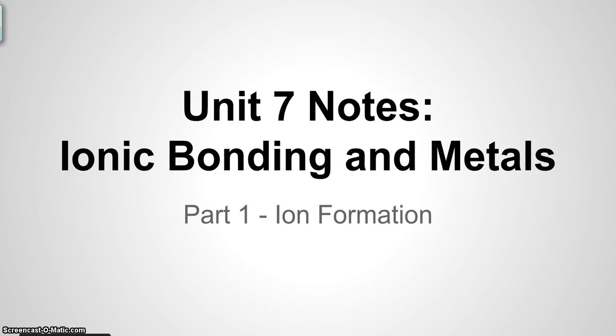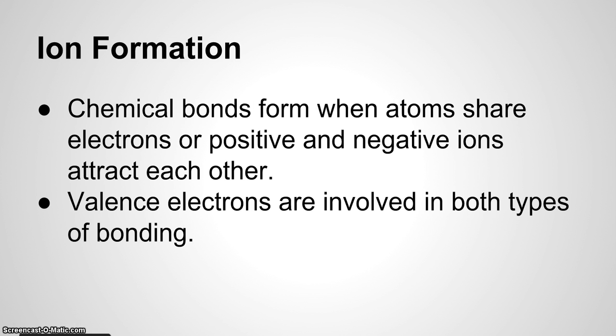Hi guys, we're going to start Unit 7 today, which will focus on ionic bonding in metals. We have been focused on covalent bonding, where electrons are being shared between non-metal atoms. Now we're going to be looking at metals and non-metals gaining and losing electrons to form ions, and then those ions bonding together to make ionic compounds. So we're going to start with ion formation.